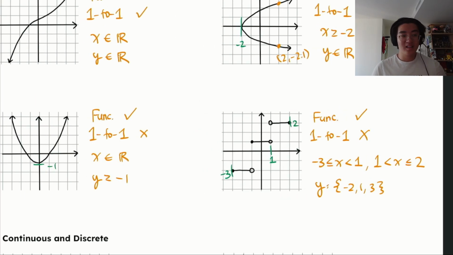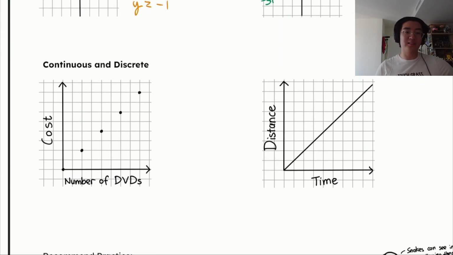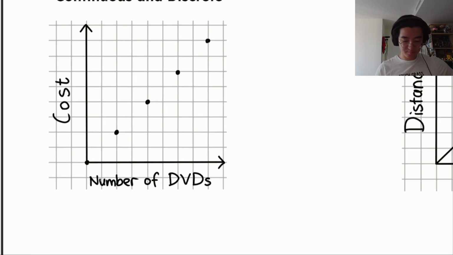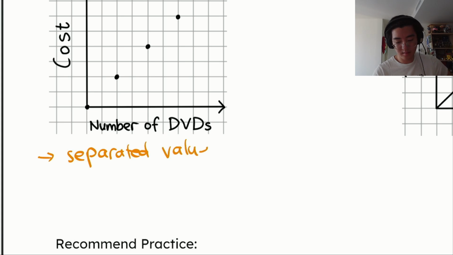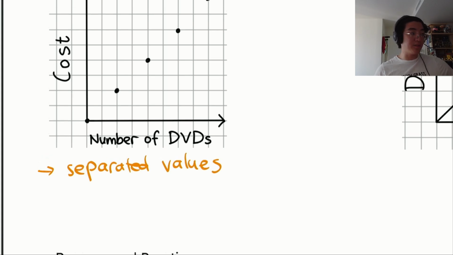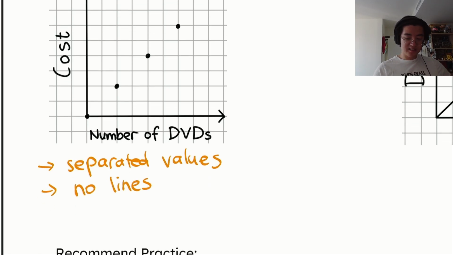Okay? And now the last part is discrete and continuous. So you can see here, why do we sometimes connect the dots and sometimes don't? And that all depends on context. Something discrete, in this case, has separated values. In discrete, we do not connect the lines, we just have dots. No lines. And the reason why is depending on context. In this case, we cannot have half a DVD.